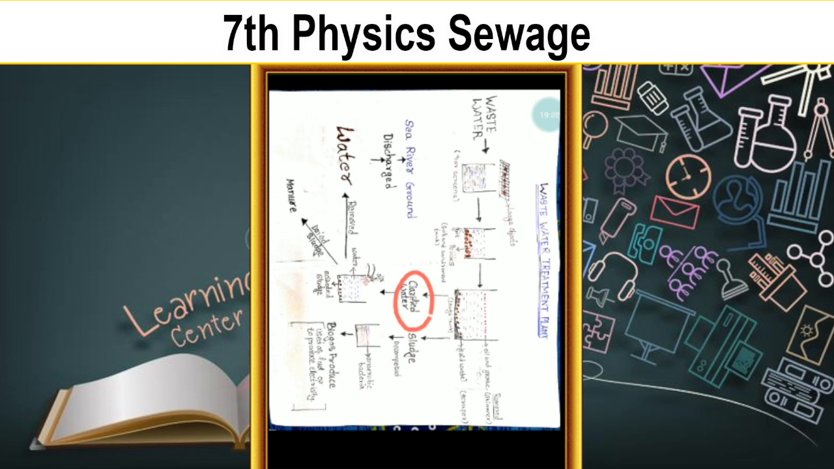Next, the sludge is passed to another tank, where anaerobic bacteria decompose the material present in the sludge, and due to that biogas is produced, which can be used as a fuel or to produce electricity.